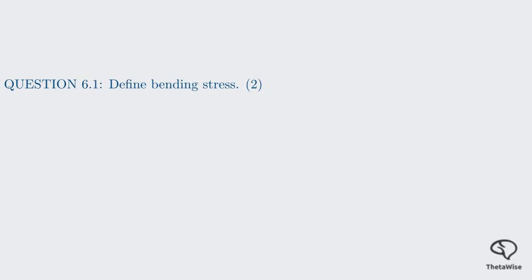So, how can we define it? The official definition is, bending stress is the stress that an object encounters when it is subjected to a load at a particular point, which causes an object to bend. Let's repeat that for clarity. It is the internal resistance, or stress, within an object when an external force makes it bend.